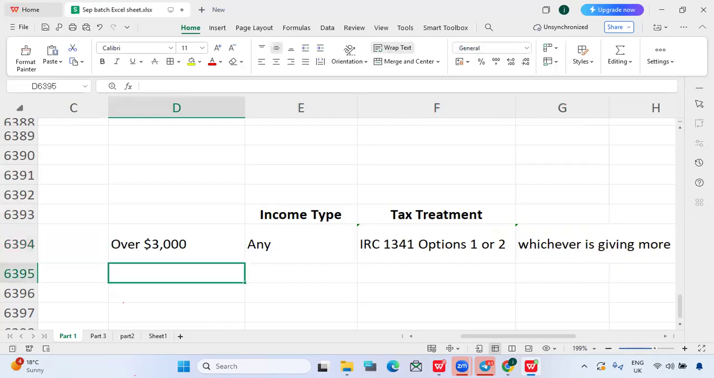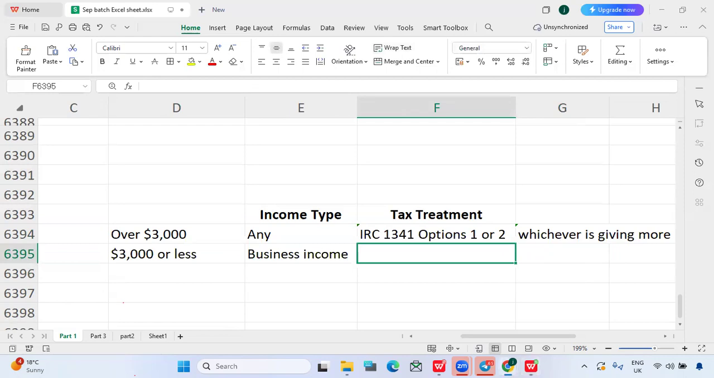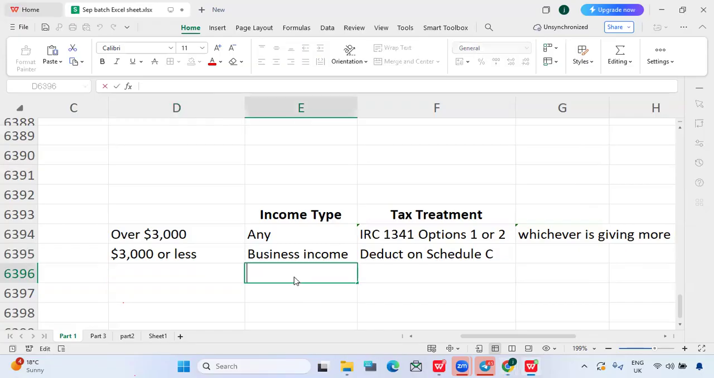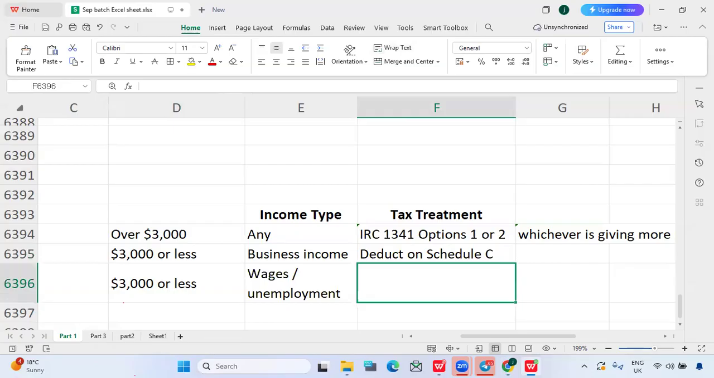And also $3,000 or less, then again, immediately you have to ask one more question. What is the question, guys? Is it related to Schedule C or not? Exactly. Business income or not. So if it is business income, then deduct on Schedule C. And if it is wages or unemployment, then no deduction and no credit.